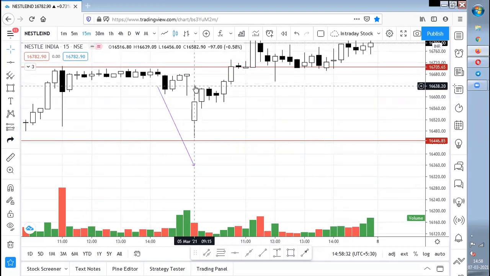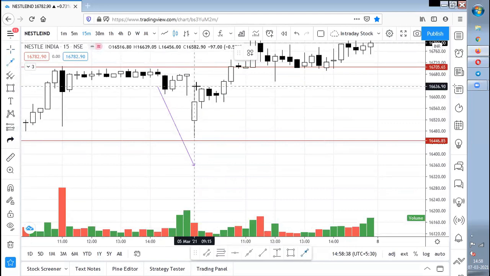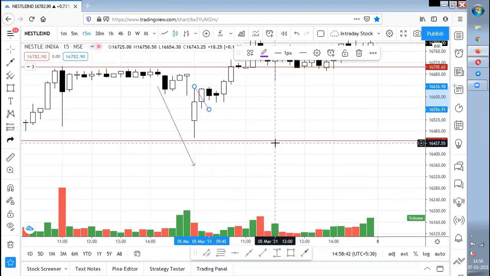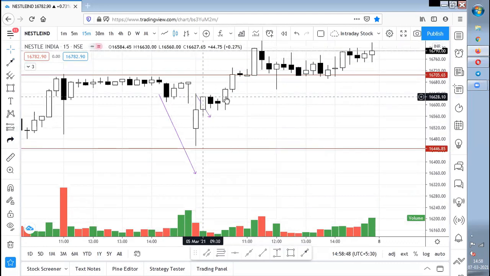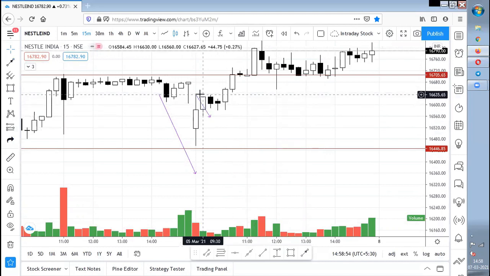Why 80 points? Because it is having a pullback. So in case this particular zone is going to get broken, then the day's low can be touched again. So I'm very much sure that if we are going to move further up, this particular candle's low is not going to get broken. So I was very much sure of that, and that is how I made an entry.